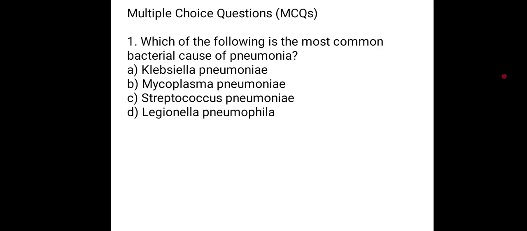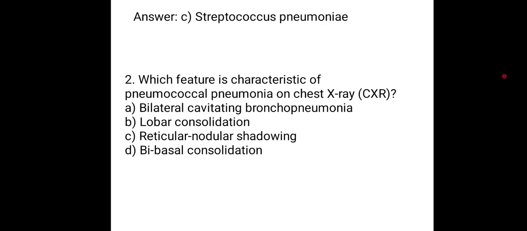Let's go to question 1. Multiple choice question. Which of the following is the most common bacterial cause of pneumonia? A. Klebsiella pneumoniae. B. Mycoplasma pneumoniae. C. Streptococcus pneumoniae. D. Legionella pneumophila. You're correct. Streptococcus pneumoniae. Which feature is characteristic of pneumococcal pneumonia on chest X-ray?